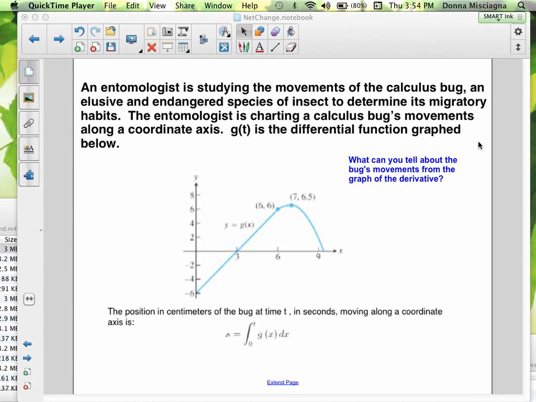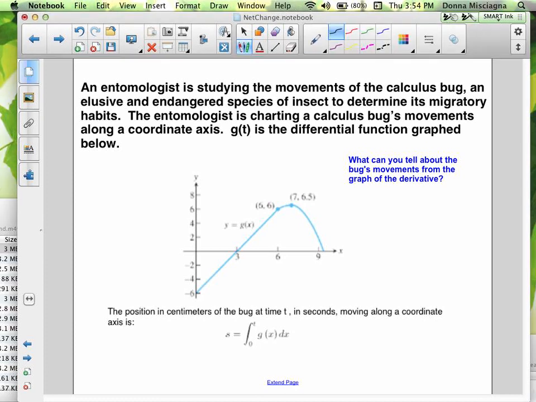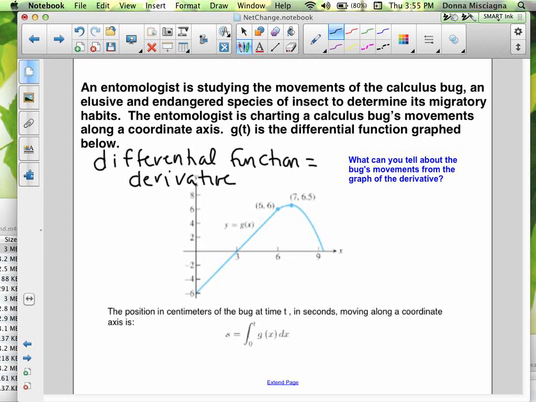So when you see the words differential function, that's referring to the derivative. Right? Differential means derivative. So we have the derivative graphed. This is the derivative of position, which means it's the velocity curve. So what can we tell about the bug's movements in the graph of the derivative? In other words, the graph of velocity.